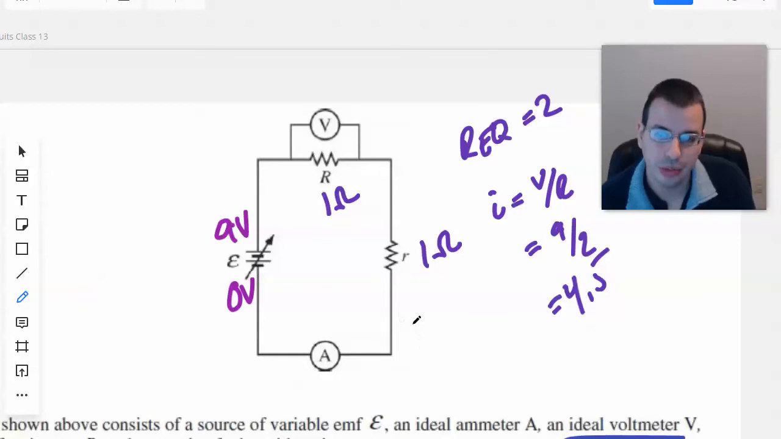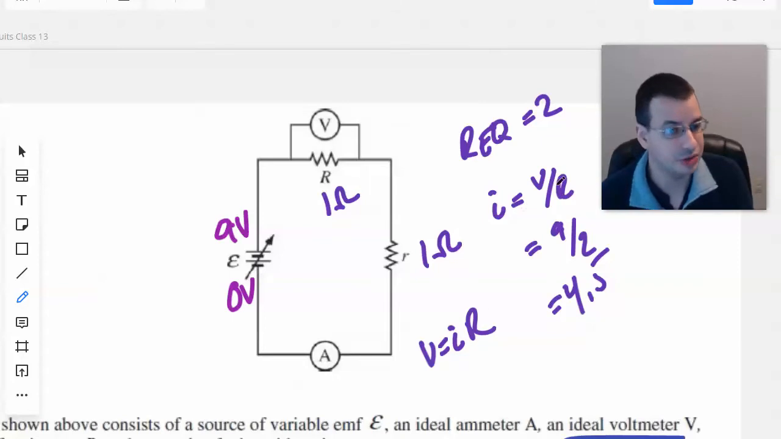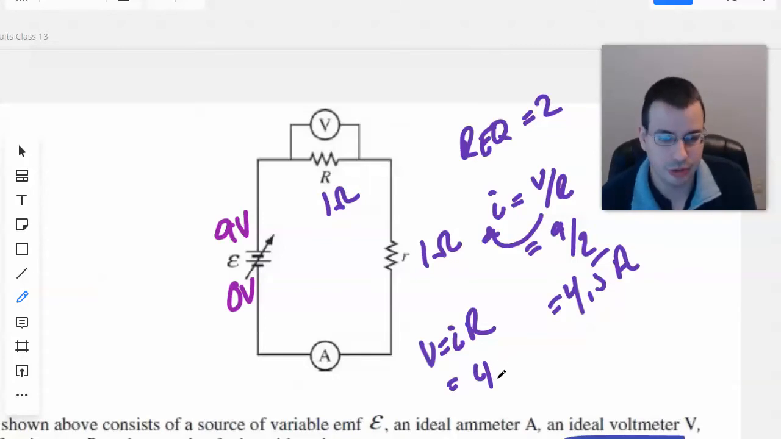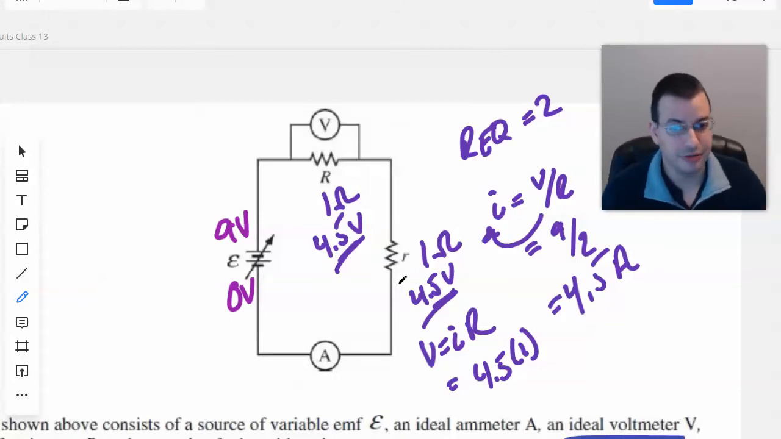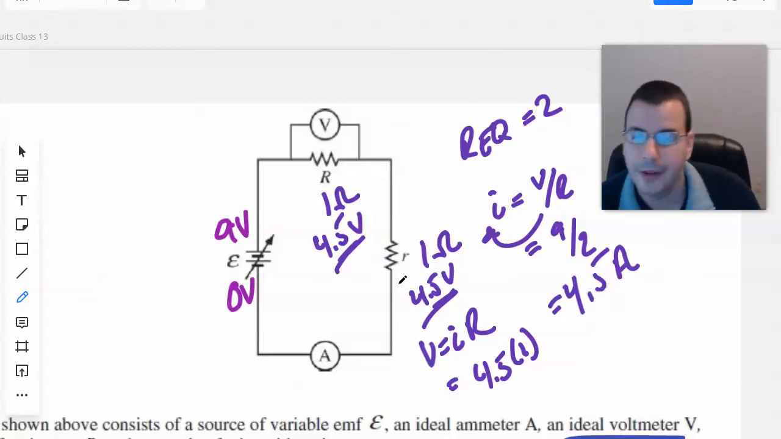And so the voltage drop across the top resistor would be V equals IR. Same as I equals V divided by R, we just rearrange the equation. So now we know 4.5 amps. So we have 4.5 times 1, and now we'd have a 4.5 volt drop. And so you'd find the same thing for the other resistor, little r, as well. And so if we had a 1 and 1 ohm resistor, then it'd be 4.5, 4.5. If we had a 2 ohm resistor and a 1 ohm resistor, then it'd be 6 and 3.